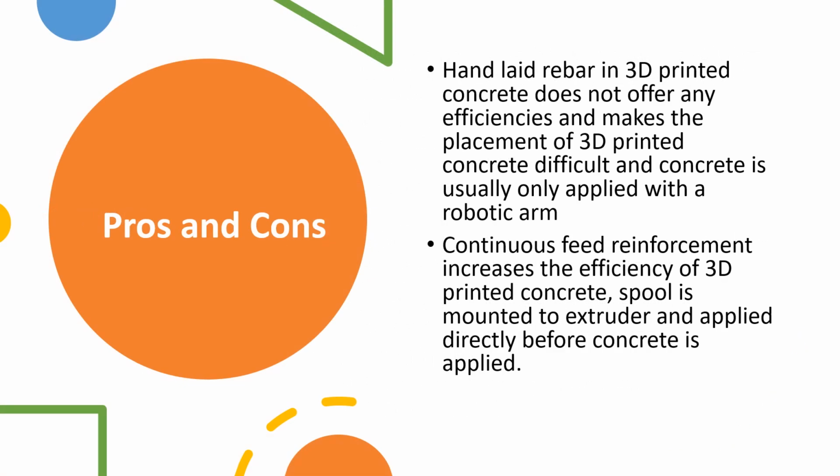As with anything in life, there's always going to be pros and cons. In traditional concrete, hand-laid rebar is a common selection for reinforcement. With 3D printed concrete, you can use hand-laid rebar, but you will not have an efficiency advantage and will typically be limited to only using a robotic arm. However, with 3D printed concrete, you can gain an efficiency advantage over traditional concrete and rebar by using a continuous feed system that dispenses the reinforcement at the same time the concrete is being laid.